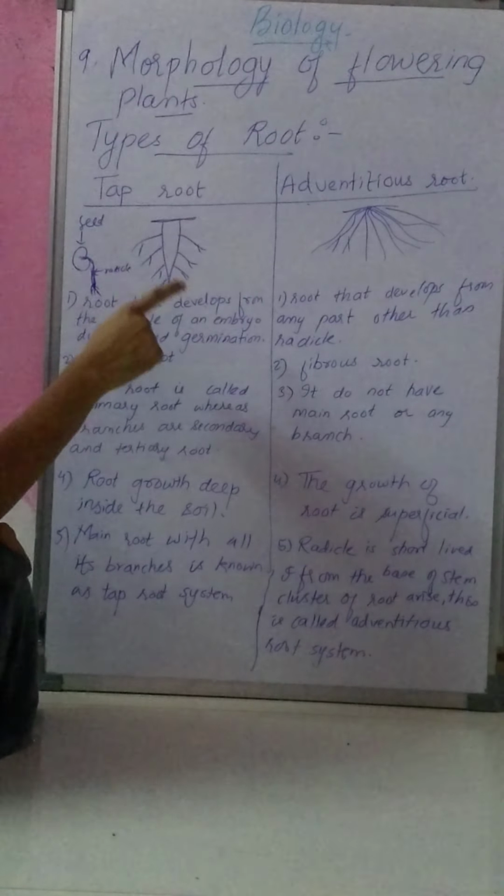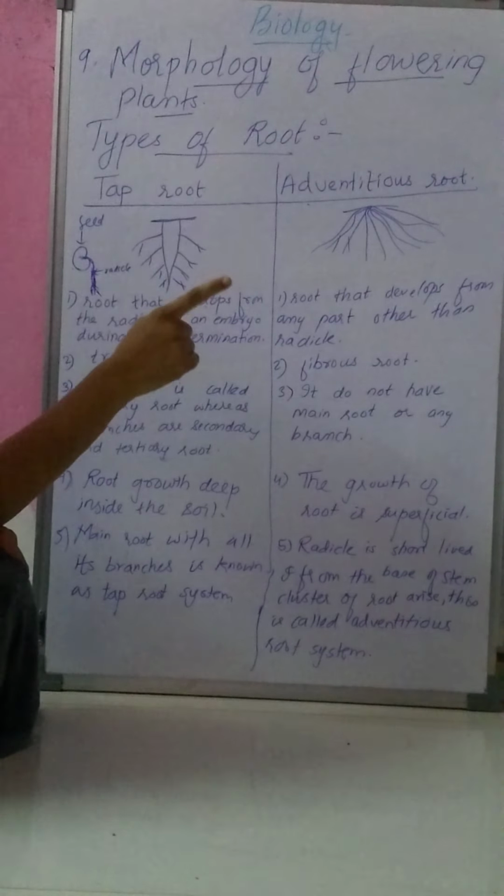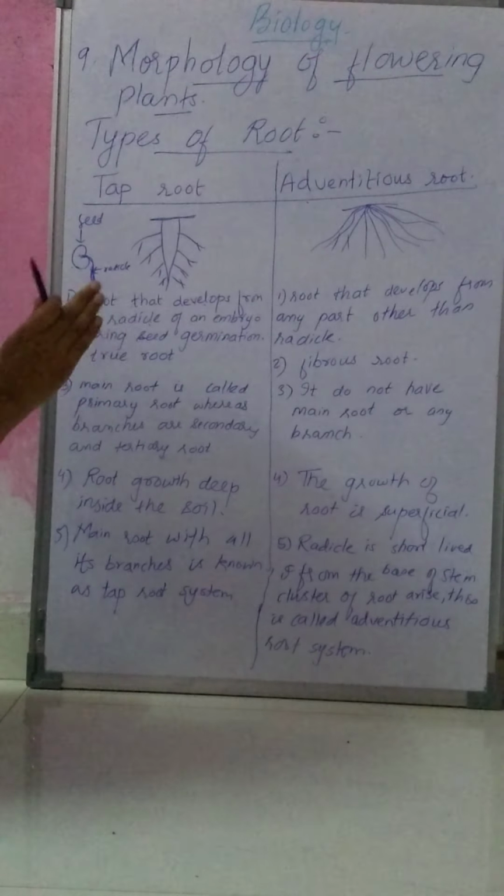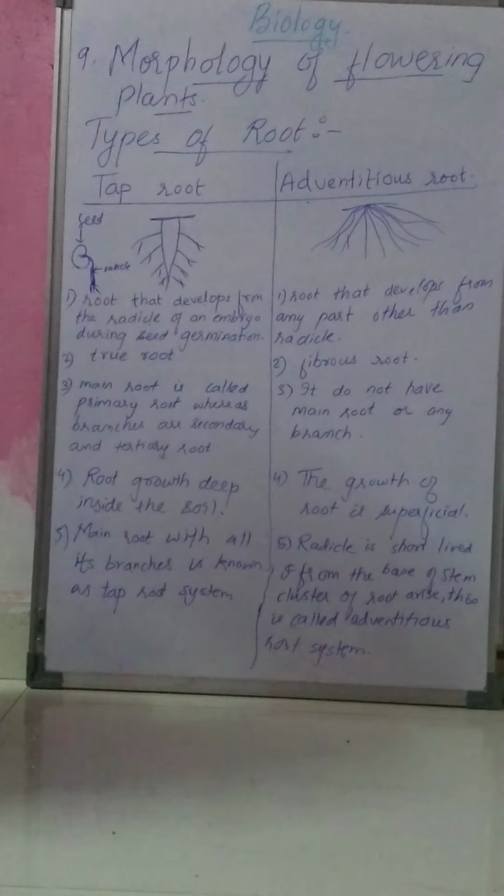Here the root that develops from any part other than the radical. Any part means from the base of the stem, or you can say leaves. So these roots, that is adventitious roots, develop from any part of the plant other than the radical.